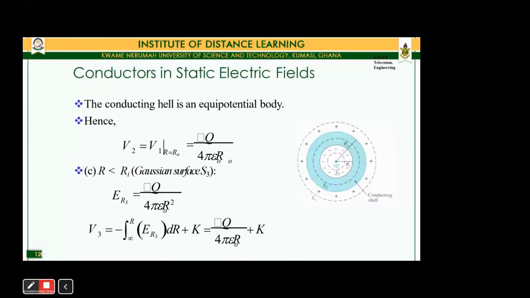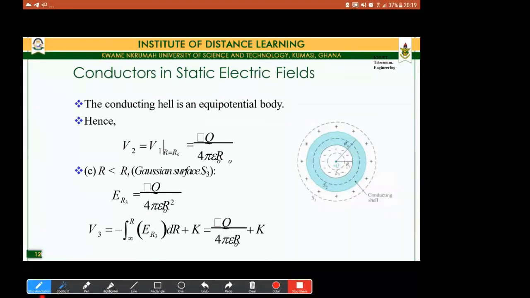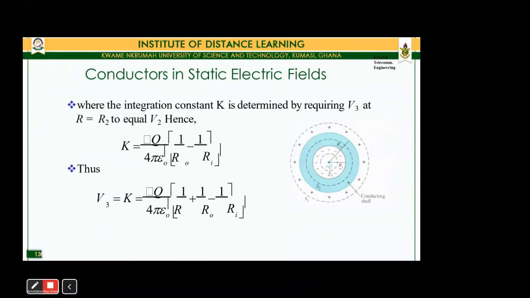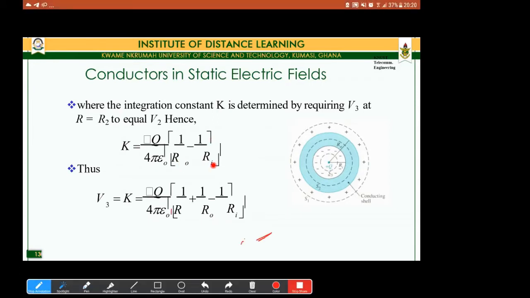And then finally, the region inside here, what will happen to the electric field? Again, the electric field is given by Q divided by 4 pi epsilon naught ri squared. And then when we integrate, 1 over ri squared becomes 1 over ri. In this case here, we add a constant of integration. And then the final answer for the integration is that there's going to be the potential difference between ri and R naught. And therefore, we have K given by Q over 4 pi epsilon naught, and instead of R, we have 1 over R naught minus 1 over Ri here. And this is a constant of integration.